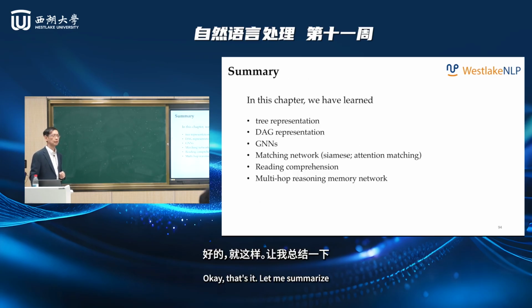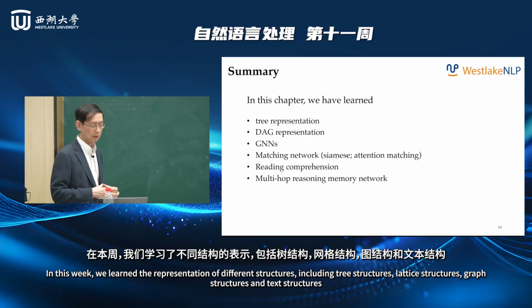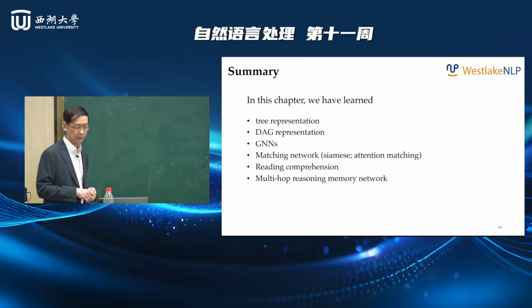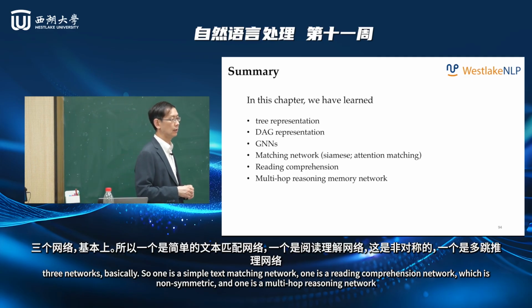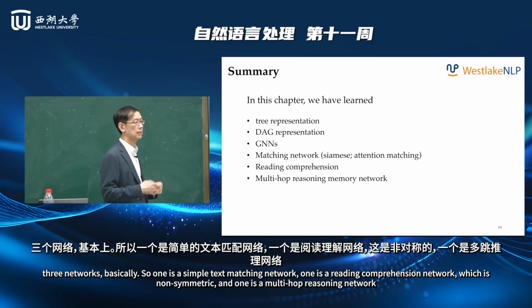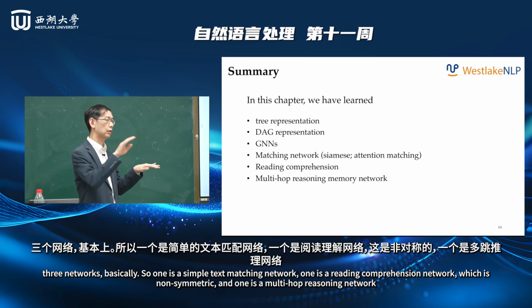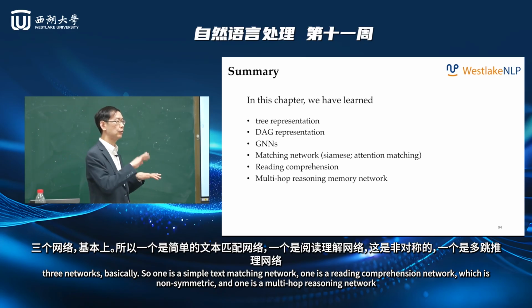Okay, that's it. Let me summarize. In this week, we learned the representation of different structures, including tree structures, lattice structures, graph structures, and text structures. In text structures, we learned 3 networks, basically. One is a simple text matching network. One is a reading comprehension network, which is non-symmetric. And one is a multi-hop reasoning network.